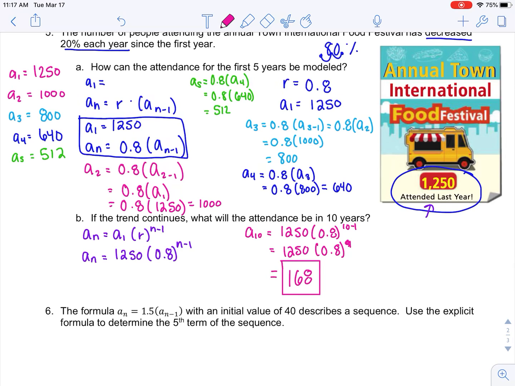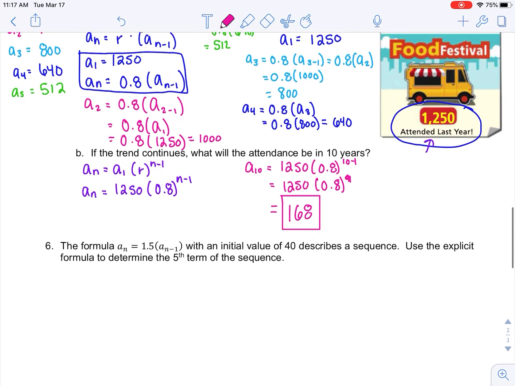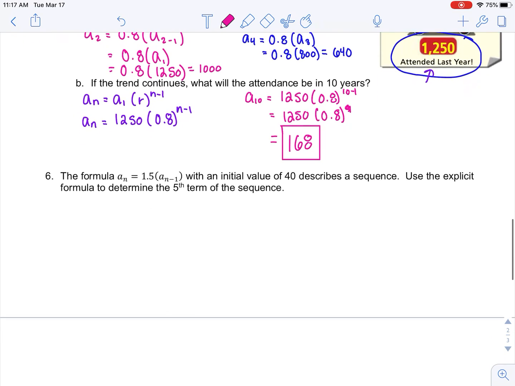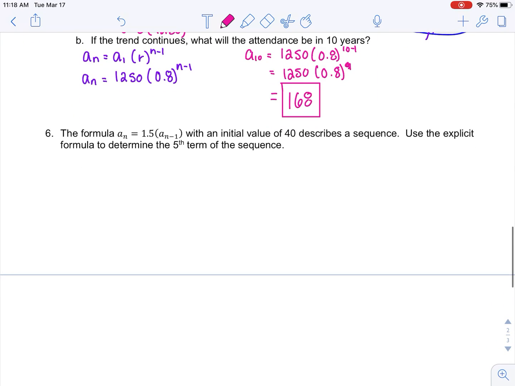Let's look at our last one, number 6. Number 6 says the formula AN equals 1.5 times A to the n minus 1 with an initial value of 40 describes the sequence. Use the explicit formula to determine the 5th term of the sequence. So we're given the recursive formula. We're given that A1, our initial value, is 40. And then our formula is AN equals 1.5 times AN minus 1. That's the recursive formula. We need to turn this into our explicit formula.